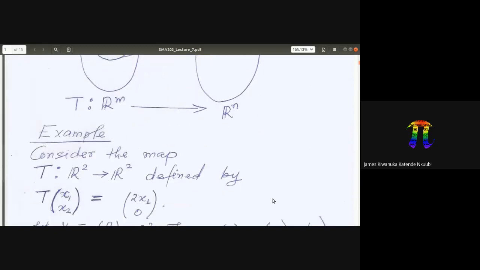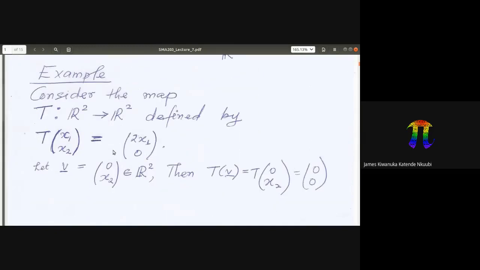So let's look at an example. Consider this map defined by T of (x1, x2) being sent to (2x1, 0). So it's a map from R2 to R2. We want to find the kernel. So we want to find all the ordered pairs which are mapped onto the zero vector by this map. So if you pick any vector of this form, where the first component is 0 and the second component is x2, then that vector would be mapped onto the zero vector.